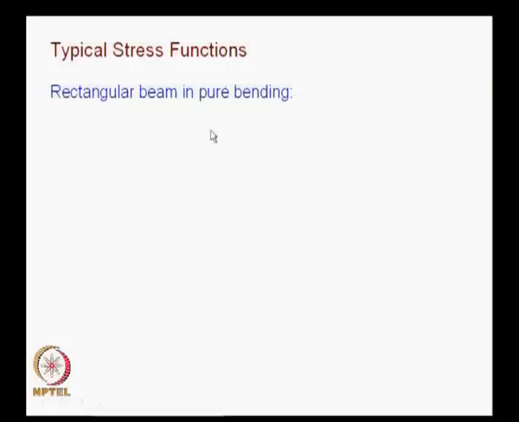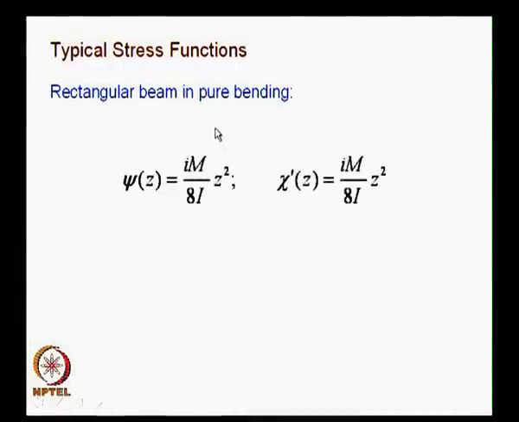We will also look at two more cases. These are all simple and famous problems. Suppose I want to look at the stress function for a rectangular beam in pure bending. The functions psi and chi prime are given like this: psi z equal to I into m divided by 8 I z squared, where I is the moment of inertia, and chi prime z equal to I into m divided by 8 I z squared. Both are equal. Here it is psi of z, here it is chi prime z. Another problem is a hole of radius a in a tension strip.